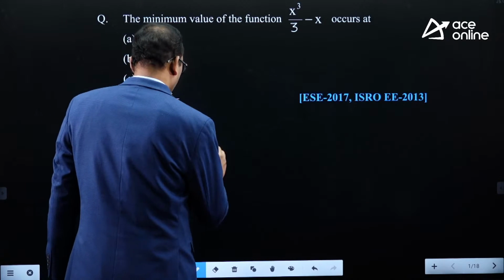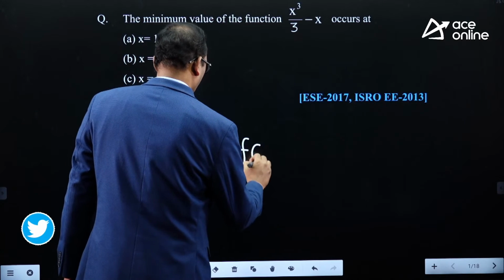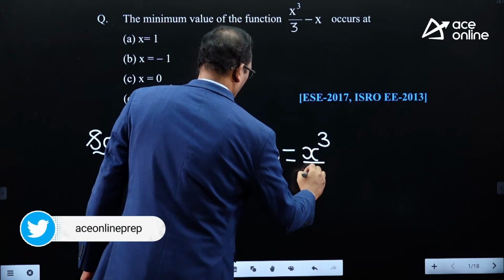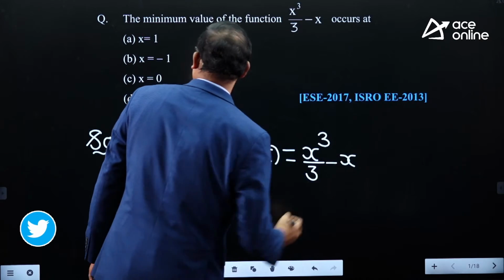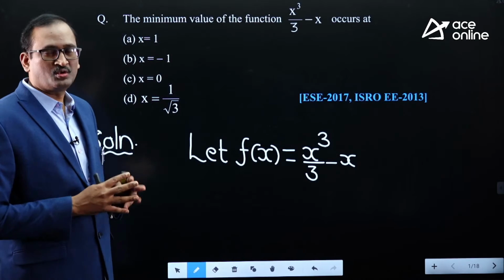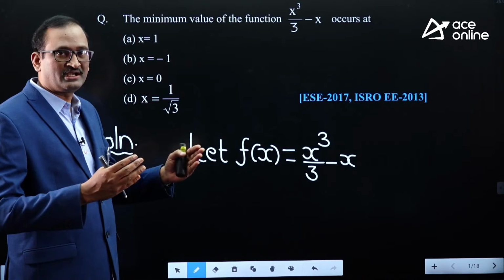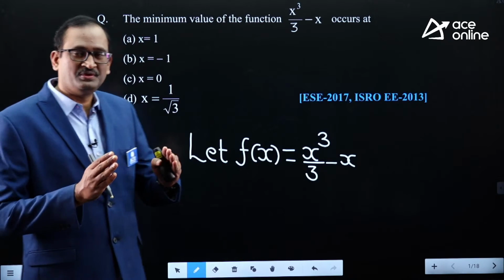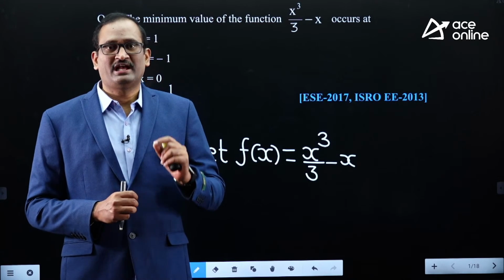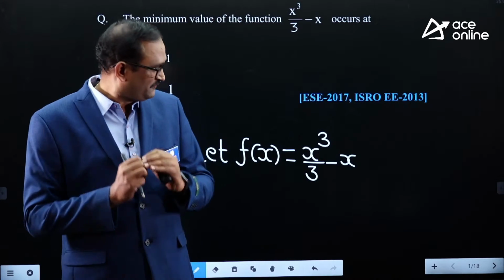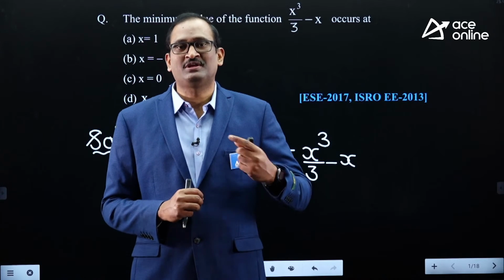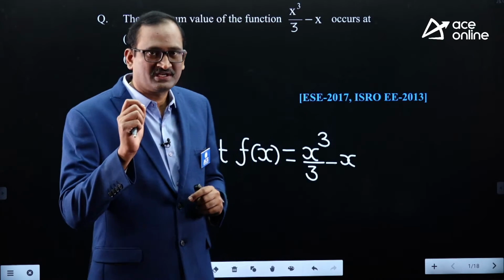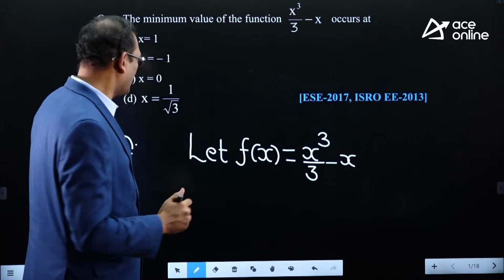So x cube by 3 minus x. Now to find the local maxima and minima, because the interval is not given, we need to find local maxima and minima. First of all, you need to find the first derivative as well as the second derivative, because first we have to find the stationary point, I mean the critical point, the point at which f dash x is 0 or f dash x is infinity is called a critical point.